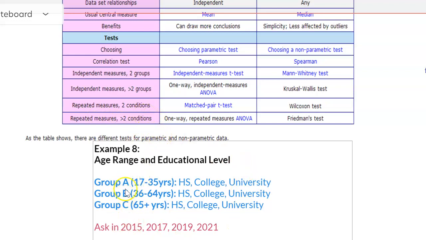How many groups do we have? 3. So 3 groups, more than 2 groups, and repeated measures because we've been asking them several times. The type of test is Friedman's test. So I hope this solidifies your understanding of figuring out which test to use when given a situation. Thank you, guys.